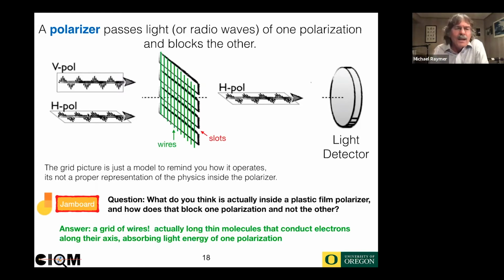But if horizontal light goes through, the polarization is perpendicular to the wires, so the electrons cannot move. So the electrons cannot absorb energy from the light, so the light passes through. Oops. So that's what happens. Excellent.